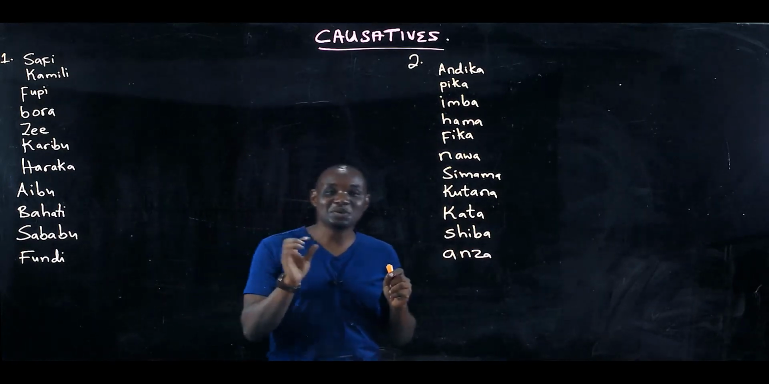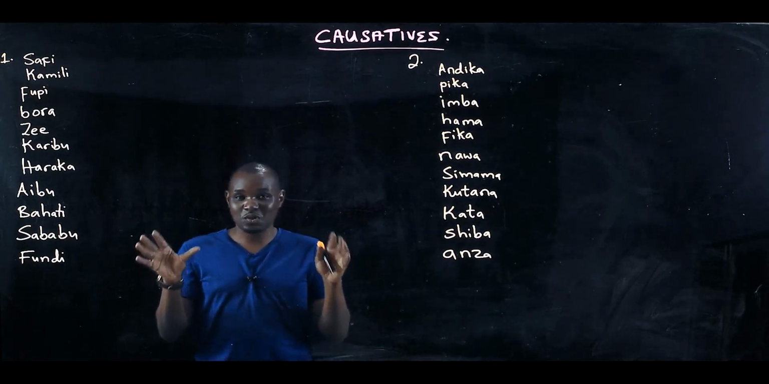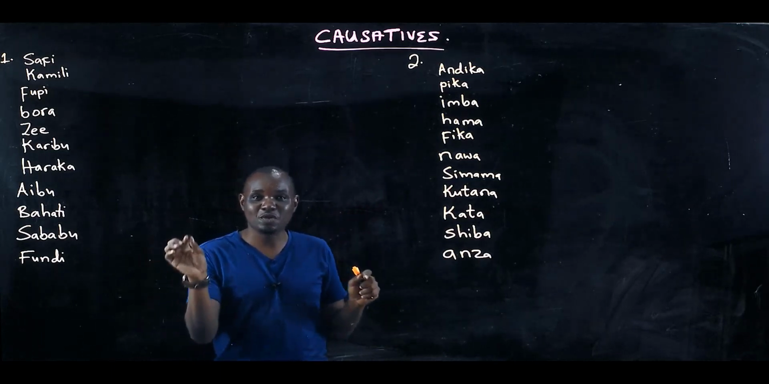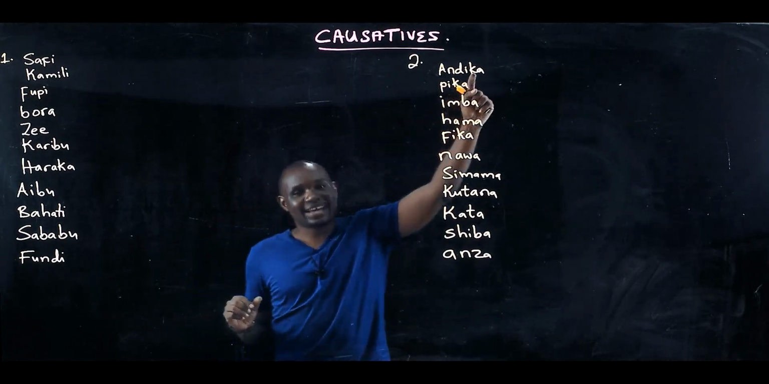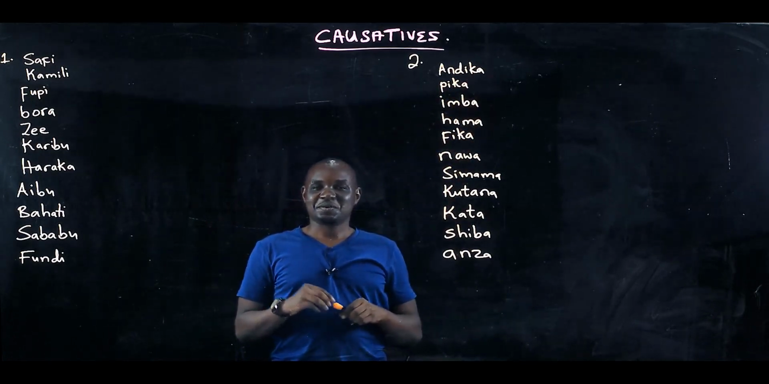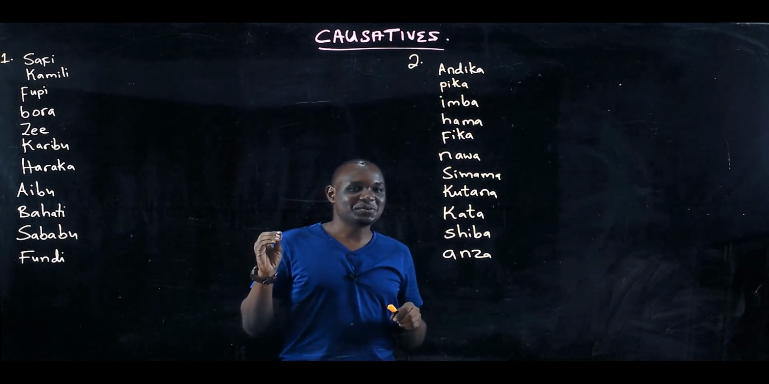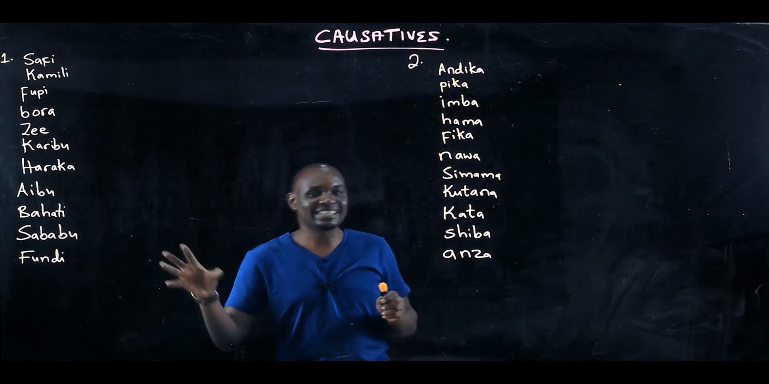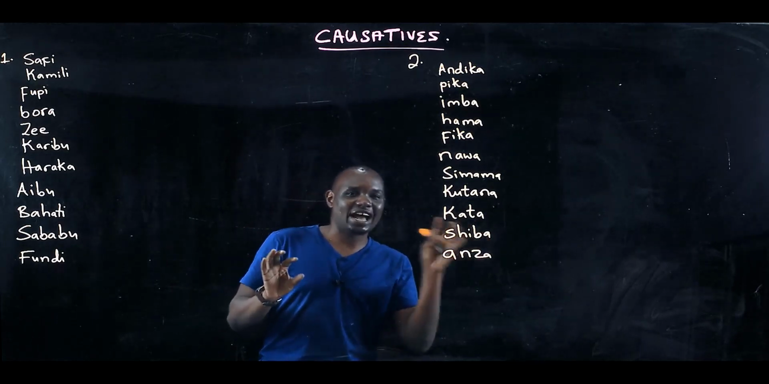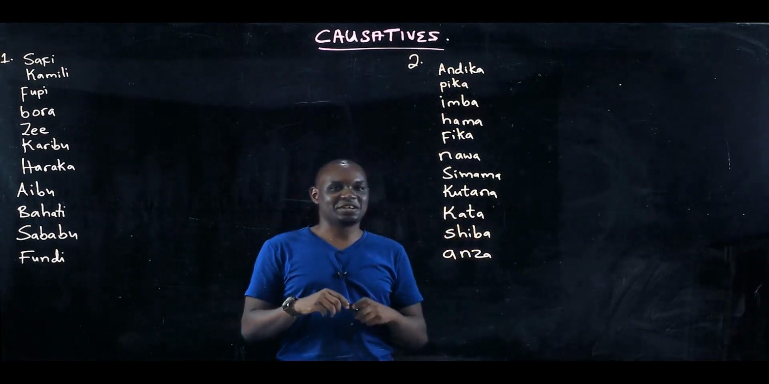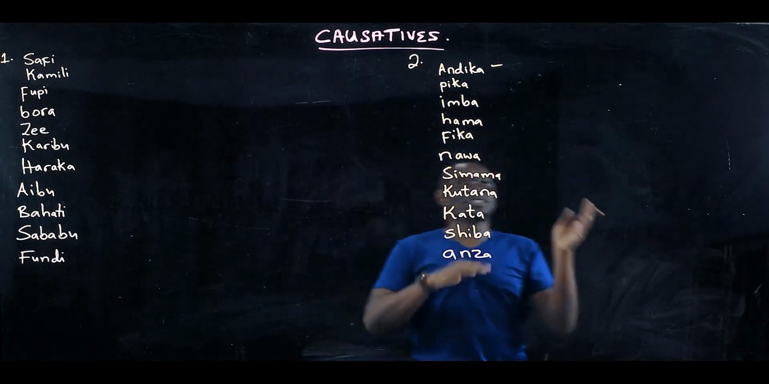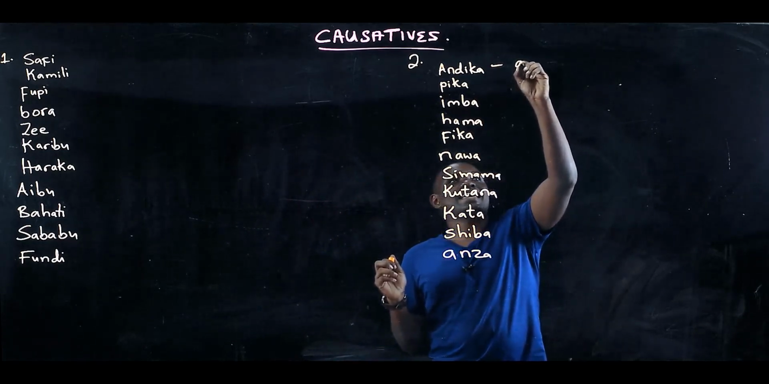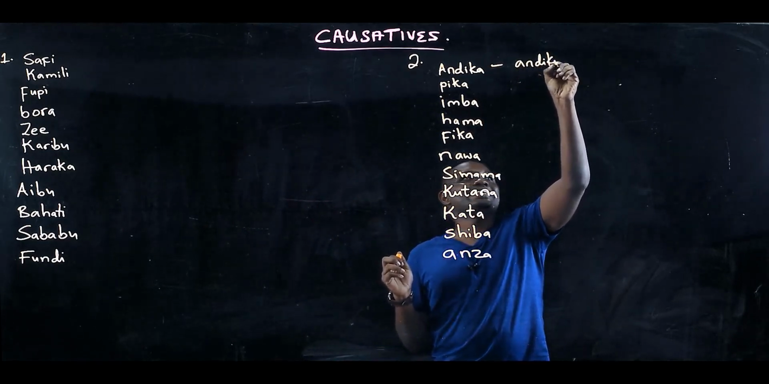This is those verbs you know. You have met the verb ending with sha. So, like andika, you heard, you saw sometimes it's andika and sometimes it's a sha at the end, andikisha. So, andika is the actual verb. To make it causative, we say andikisha.